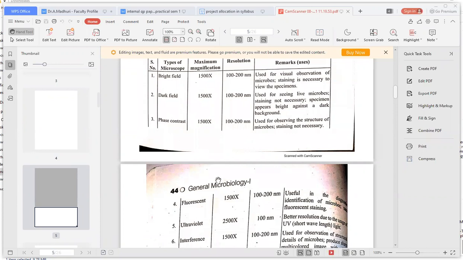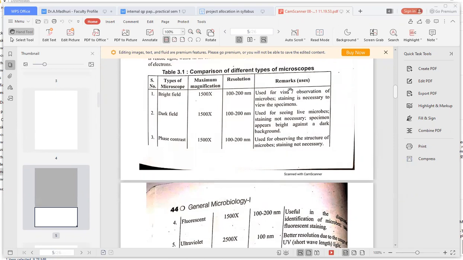It is the ability to differentiate two different entities, two different things. Okay. Suppose 2 points are there at a distance of 100 nanometers or 150 nanometers. If you are able to see those 2 points as two different points by using this fluorescent microscope, then it is said that this fluorescent microscope is able to differentiate those 2 points, or it is able to give a clear resolution at this distance. Okay. And these are the uses.